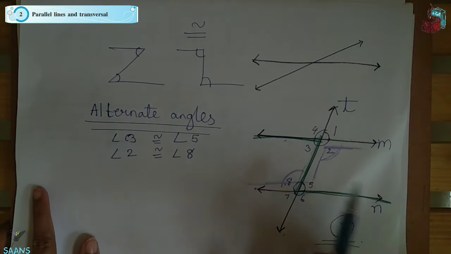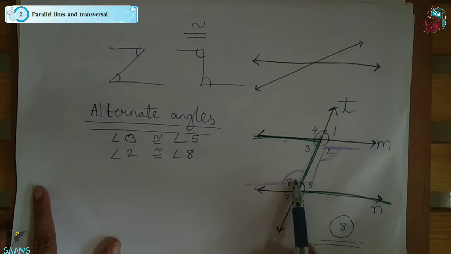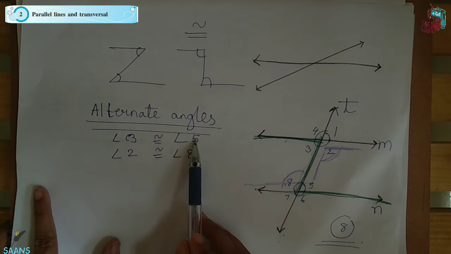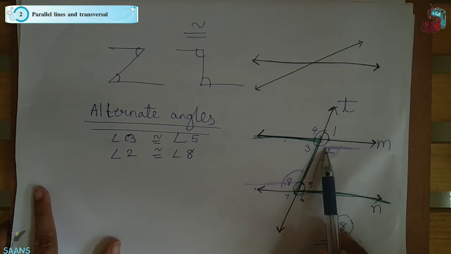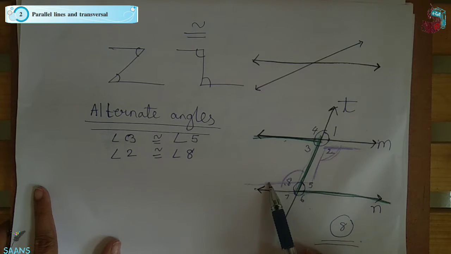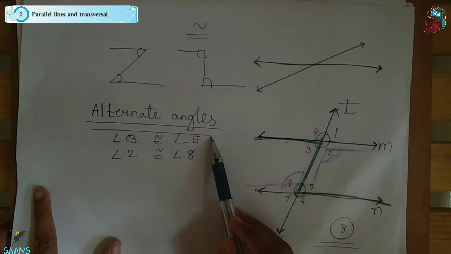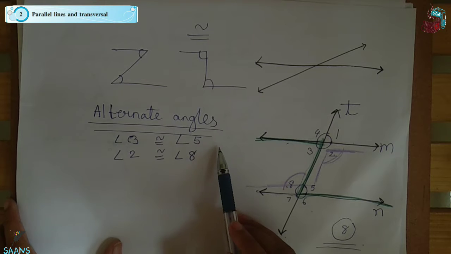So I've darkened this part for you all. Okay, so this is 3 and 5, and the relation or property is angle 3 is congruent to angle 5. Similarly, you can see a little purple line also makes a Z. So that is angle 2 is congruent to angle 8. So these are called as alternate angles.